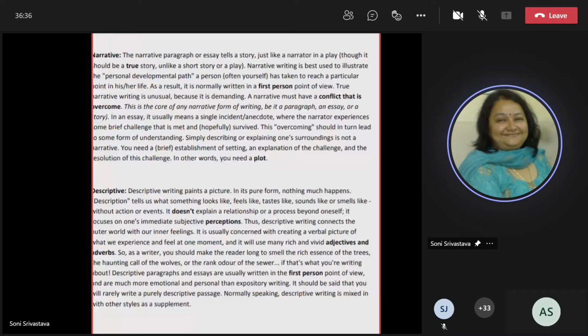In fact, the best examples of narrative writing types are novels, short stories, and memoirs. Can anybody tell me what a memoir is?